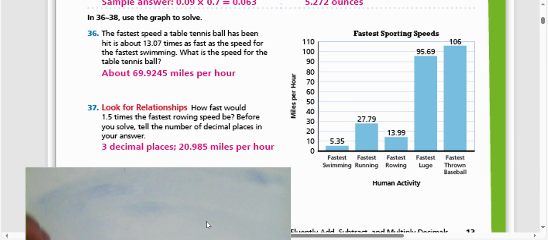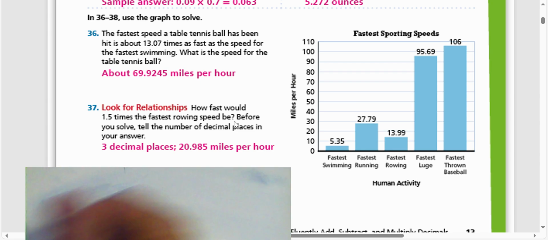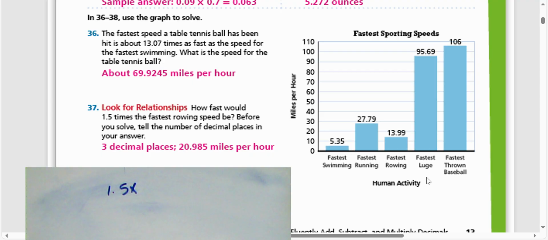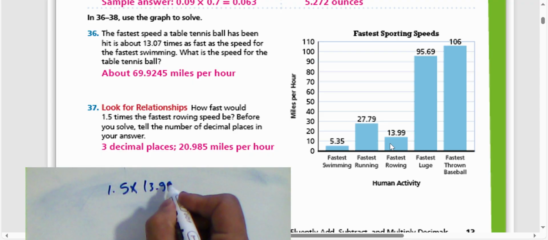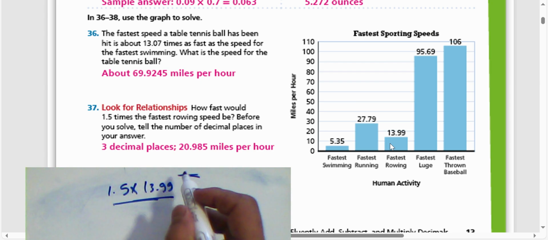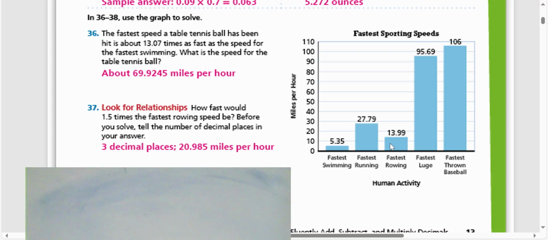Okay, look at the next question. How fast would 1.5 times the fastest rowing be? We can write 1.5 multiplied by the fastest rowing speed. Where is the rowing speed here? Yes, 13.99. We can find the product between them. 5 times 9 is 45, then the ones will be 5, so the result will be 20 and 985 miles per hour.